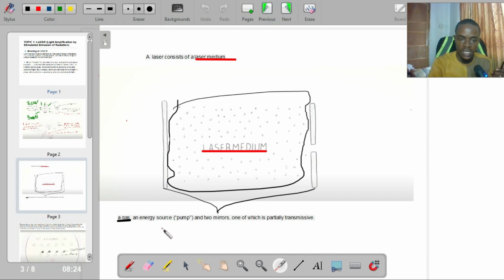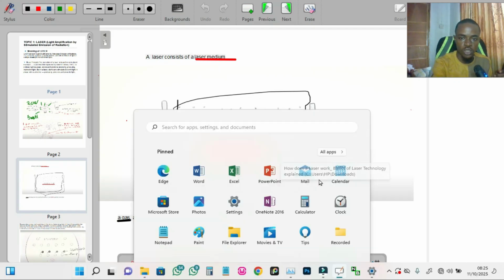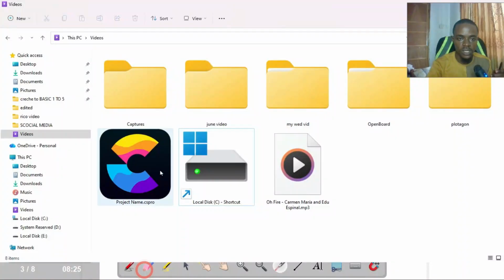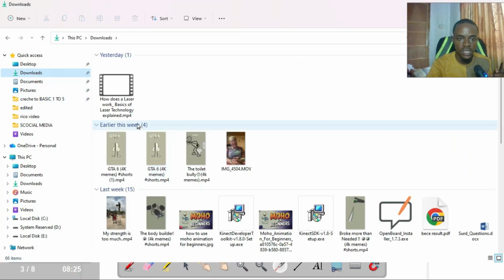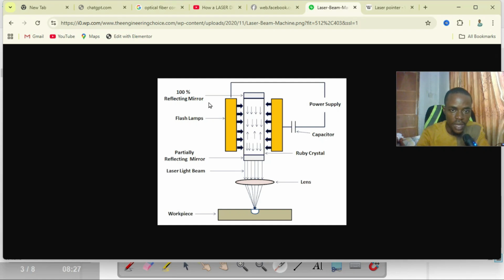It generates what? Heat. And now it has an energy source, a pump, and two mirrors, one of which is partially transmissive. So for every laser, there will always be two mirrors, the first mirror and the second mirror. Let me show you a picture of what I'm saying here. I think I downloaded one yesterday. Now, like I was saying, a laser will always have two mirrors. You can see the reflecting mirror. This is the first one, and this is the second mirror.